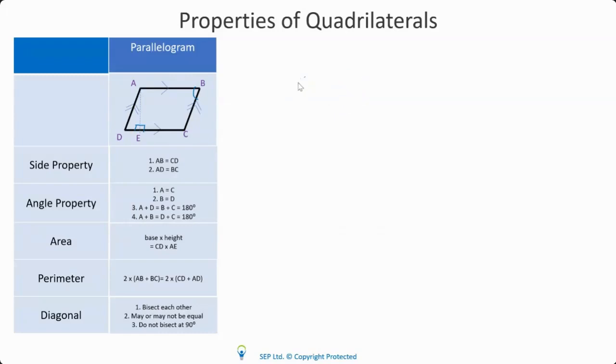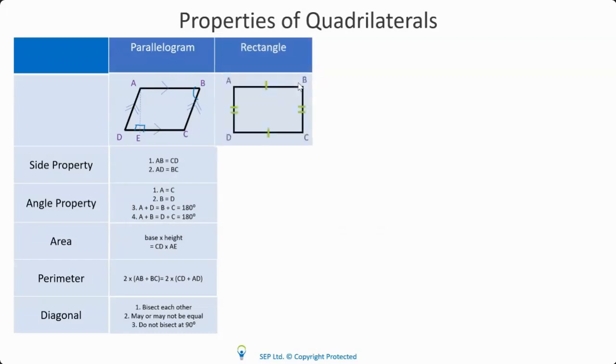Now if you understand the parallelogram, understand that rectangles, squares, and rhombus are special parallelograms only. If you look at a rectangle, as far as the side properties are concerned, they're the same as a parallelogram. Opposite sides are equal. The only difference is the names: they have special names like length and breadth, nothing else. But the property is still the same.